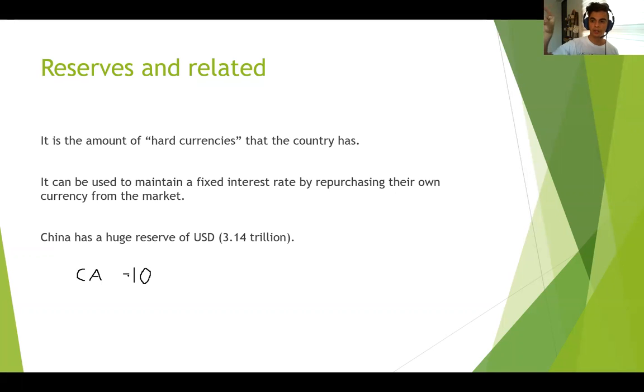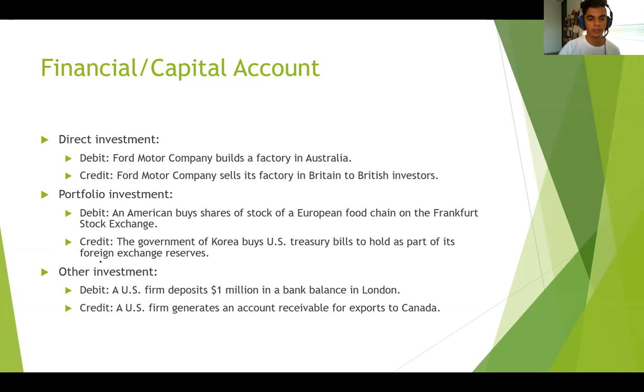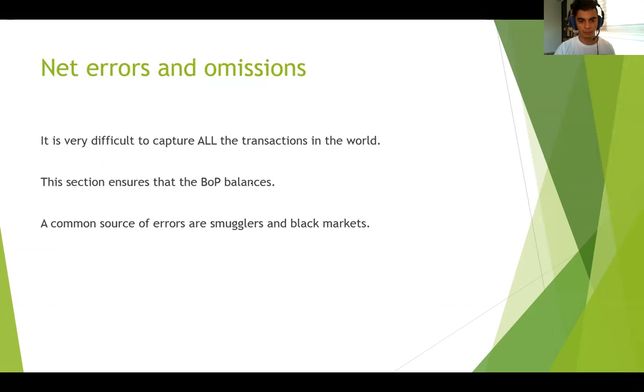That means more money left the country. And now let's think about the financial account. In terms of the financial account, let's think that maybe they have a +5. That means that the US received more money in terms of portfolio investment and direct investment.